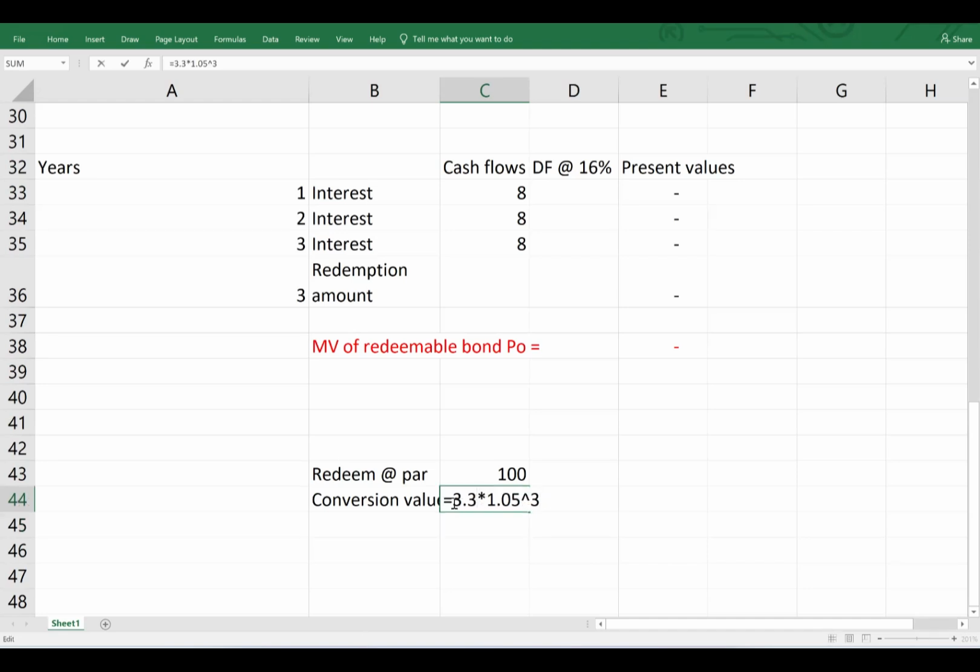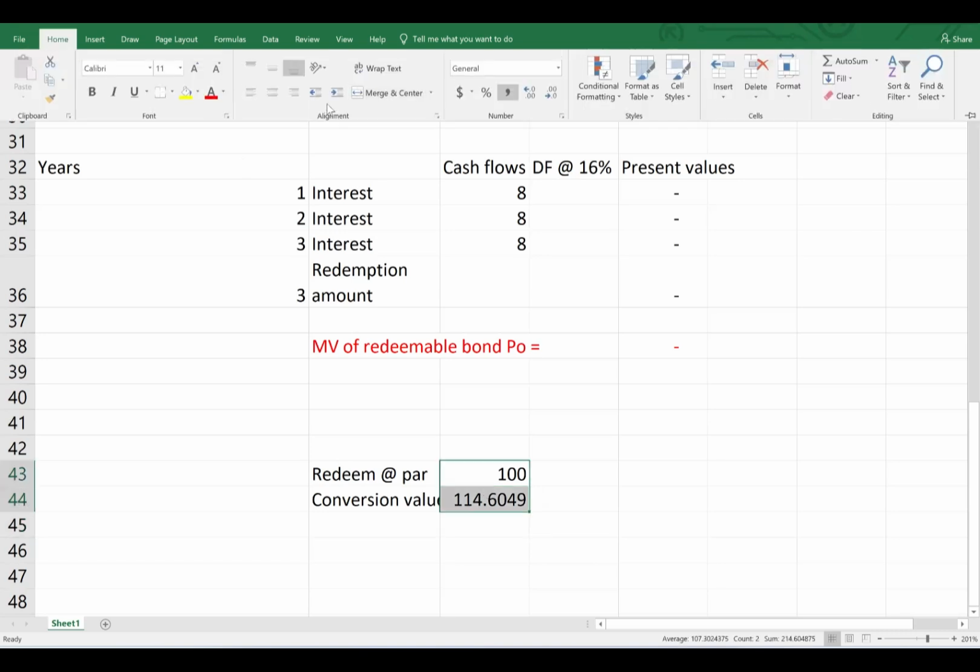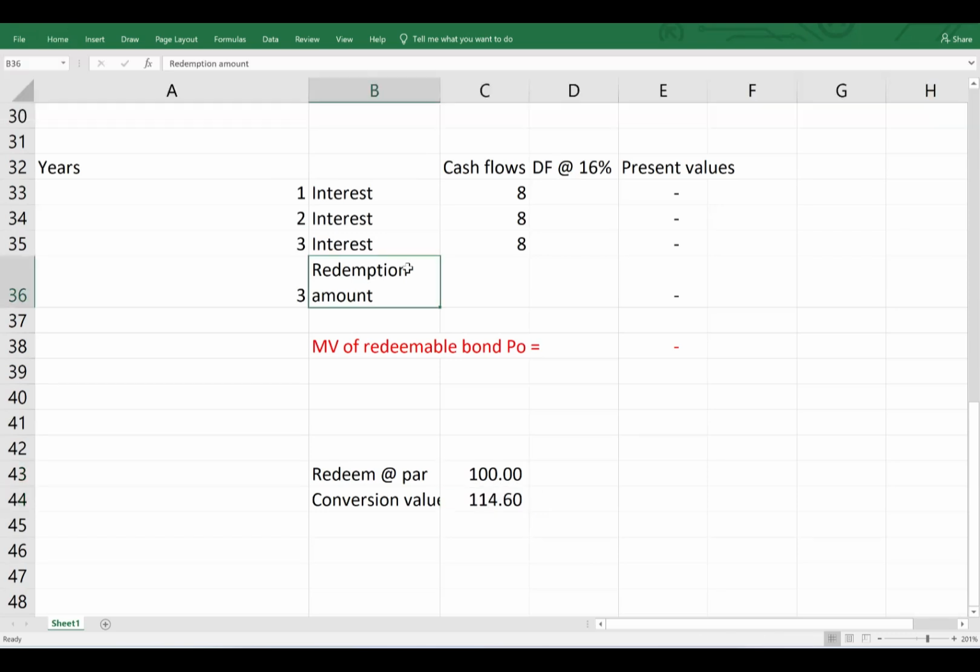How many shares do we offer them? 30, so 30 multiplied by this. Conversion is expected because the conversion value is higher than the redemption value. So we will replace the redemption amount with the conversion amount. Which one is higher, redemption value or conversion value? We are going to use the higher one here.